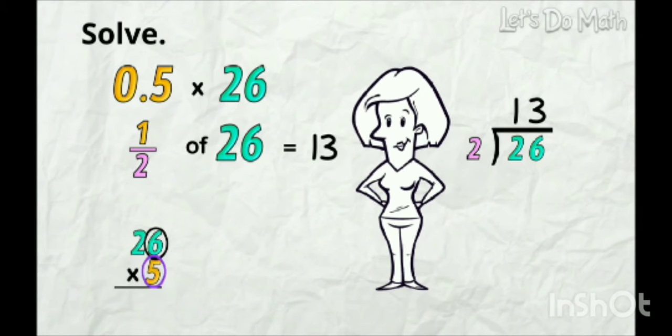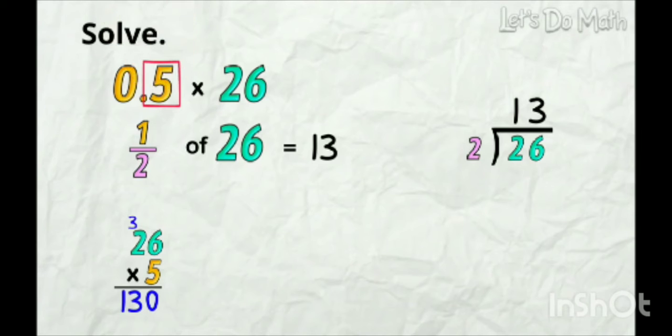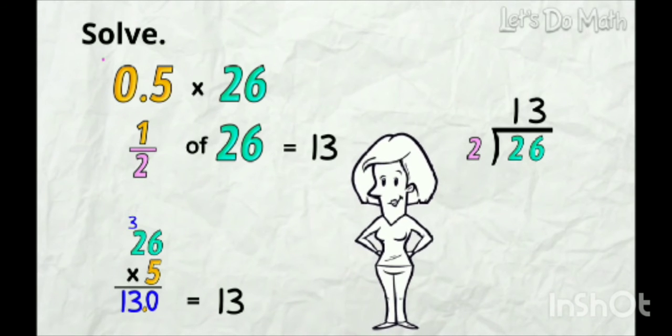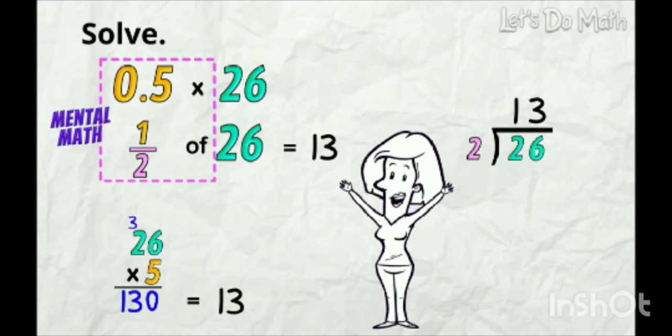5 times 6 is 30, and 5 times 2 is 10, plus this 3, 13, 130. We have one decimal figure, so that gives us 13.0, just the same as plain old 13. That took quite a bit longer to get to the same answer. Now you can see why it's cool to know this strategy too.